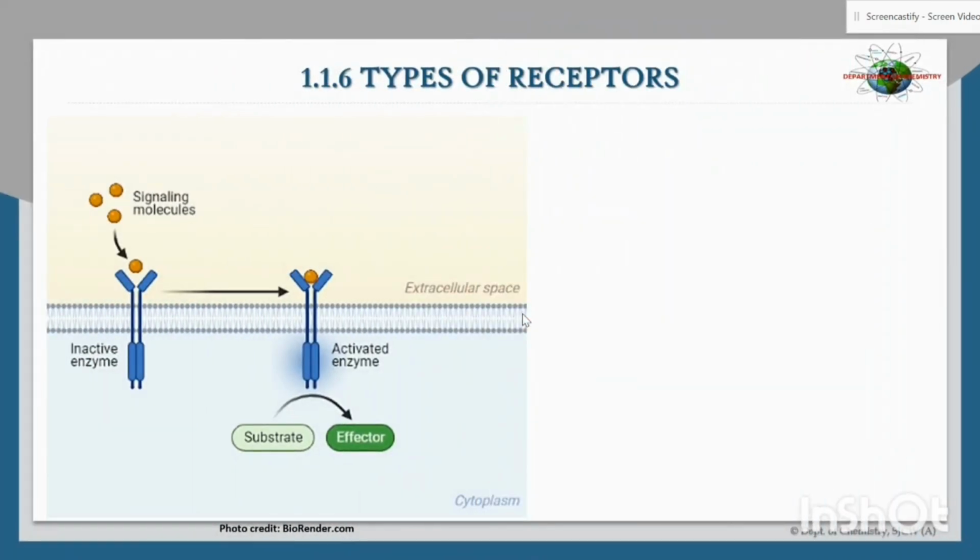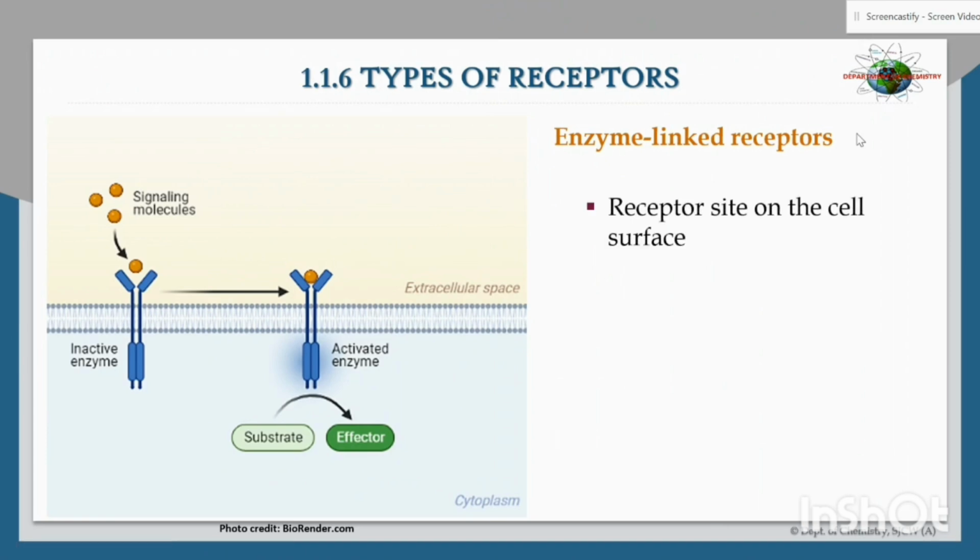The last type of receptors are enzyme linked receptors. These receptors are also present on the cell surface. The intracellular regions of these receptors either are themselves enzymes or can activate an enzyme. So we can say that enzyme linked receptors are in three parts. One part is the drug binding part. The second part is spanning the cell membrane. And the third part is present in the cytoplasm.